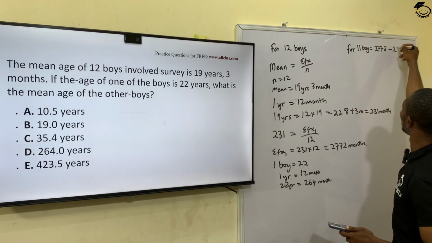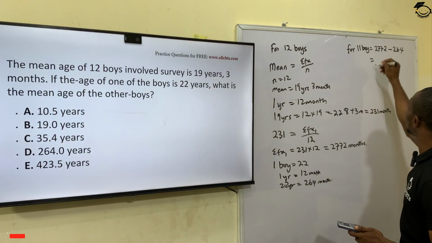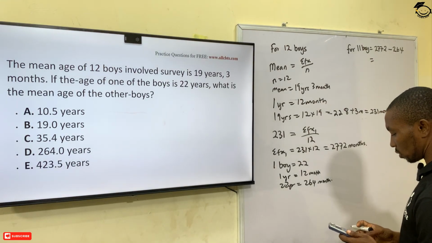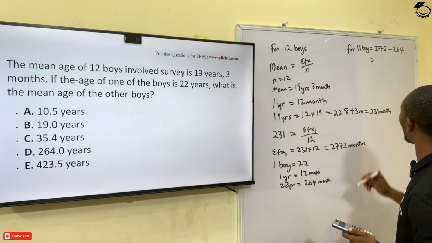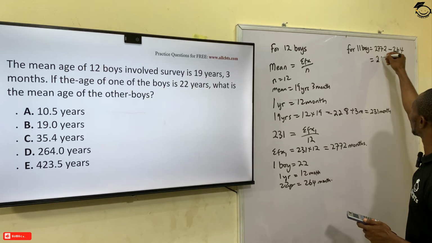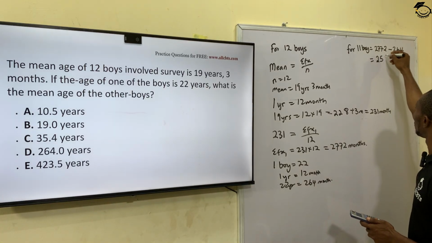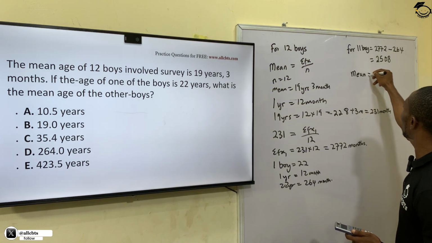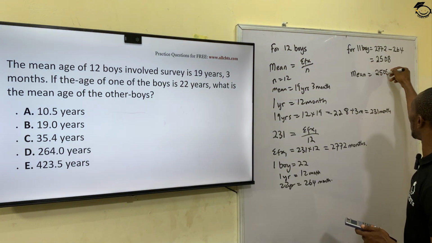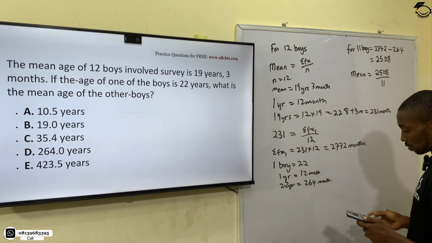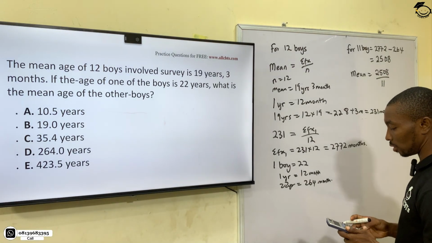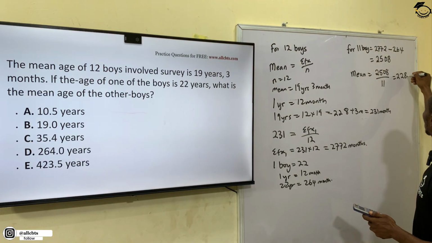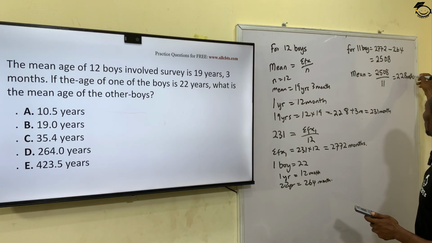2772 minus 264 gives us their total as 2508. So now our mean becomes 2508 divided by 11, which gives us 228 months. Now remember this is in months.